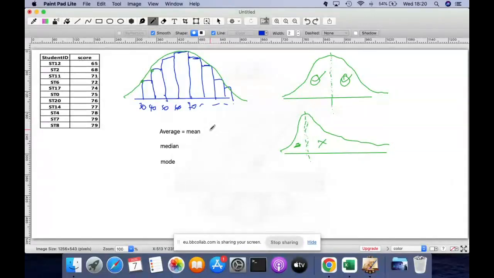Okay, the symbol for the mean is this here. It's an X with a bar across, and we call this X bar. All right, so let's store this data in our calculator, but using the stat mode.